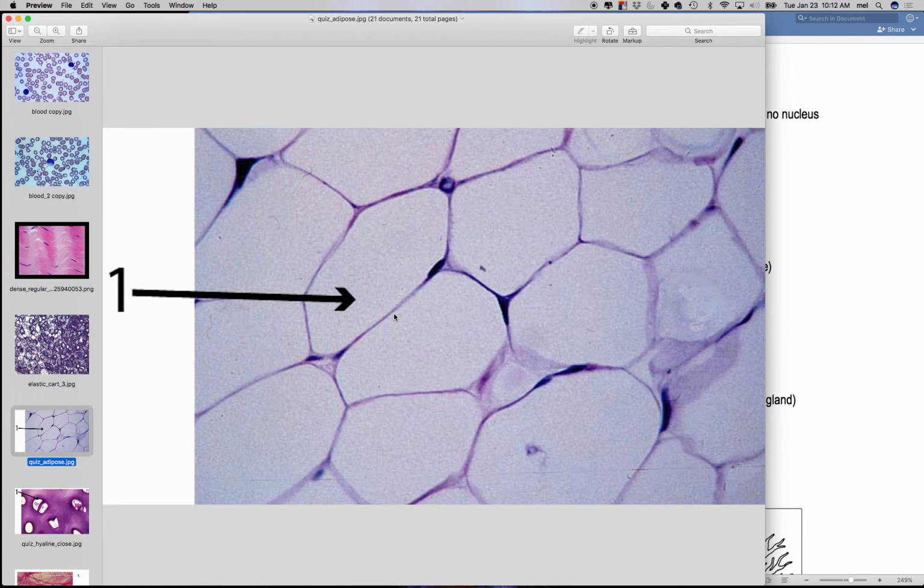So what general category of connective tissue is this? Connective tissue proper. Name a specific body location. Surrounding most organs. Where else? Subcutaneous layer. People do this all the time. Why is this wrong? Stomach.